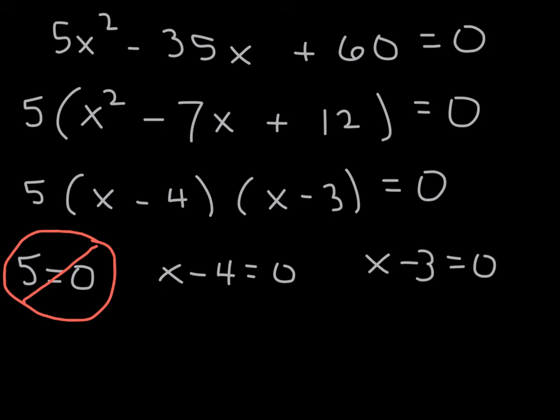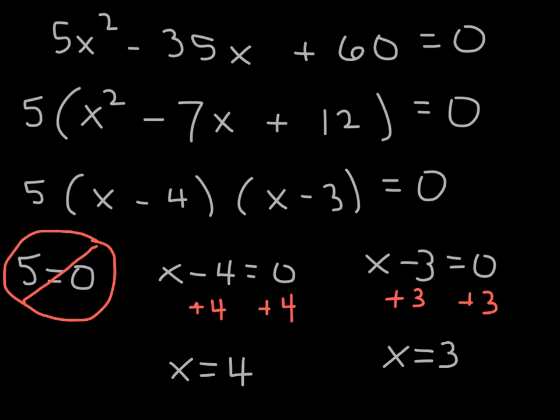For these, in order to solve for x, for this one, I'm going to have to add 4 to both sides. For this one over here, I'm going to have to add 3 to both sides. So then I get my final solution: x is equal to 4 or x is equal to 3. These are my final solutions.